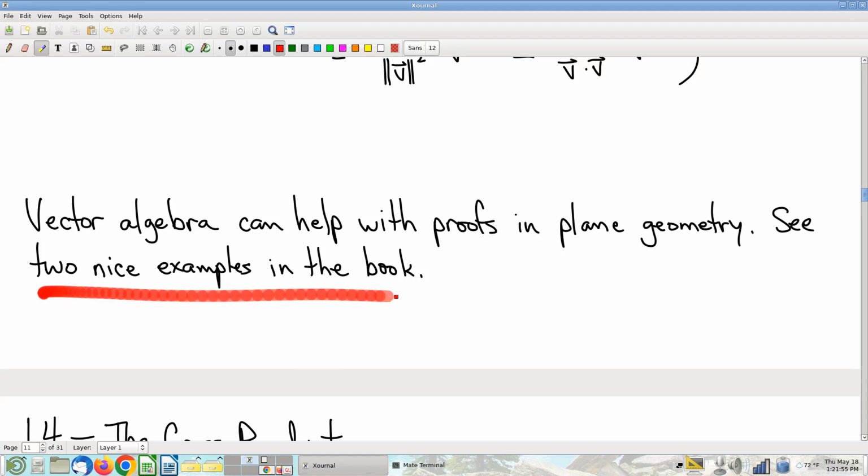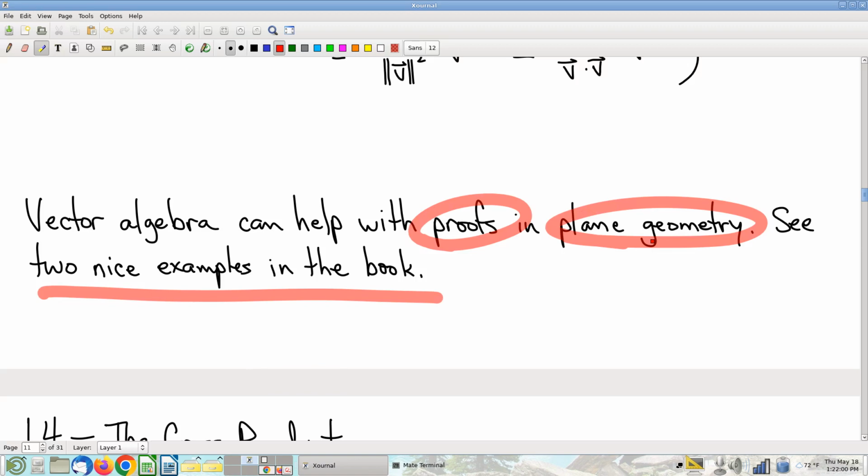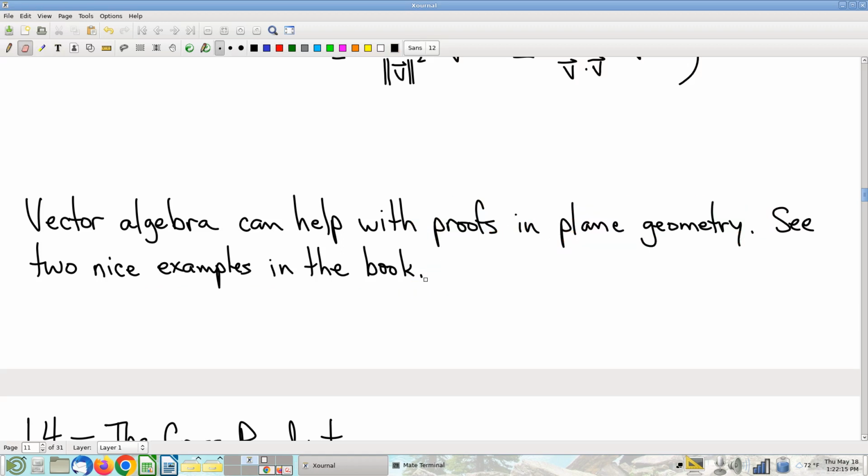There's a couple of nice examples in the book that allow you to prove certain facts of plane geometry that are harder if you just use high school geometry techniques. But if you use vector algebra as a tool, it turns out these things are easier to show. So yet another reason that we like vector algebra. Give those examples a look. They're pretty straightforward. If you have any questions, come to office hours. But until then, give them a look, see if you can't work those out on your own.